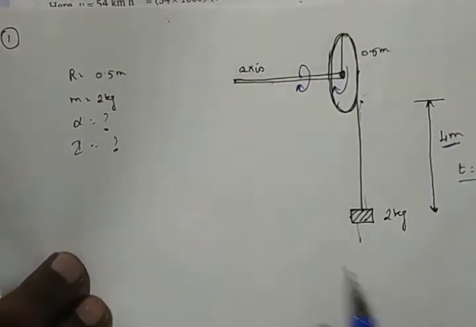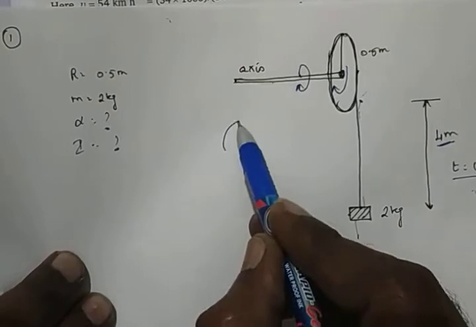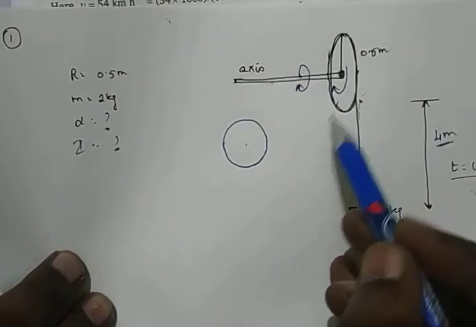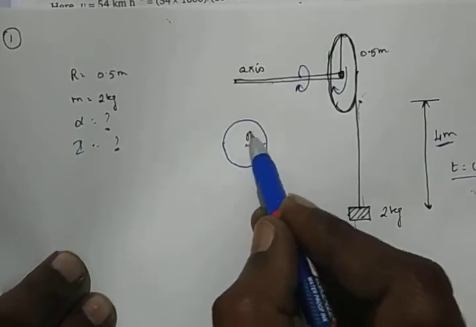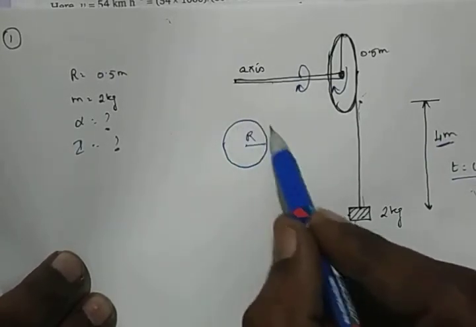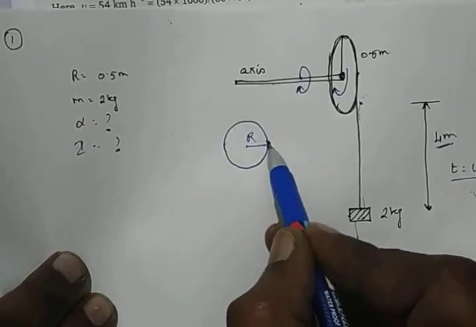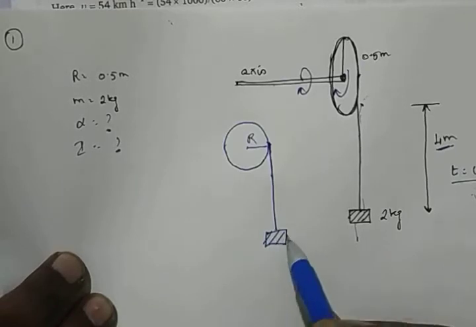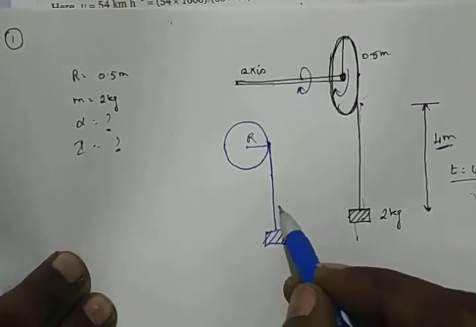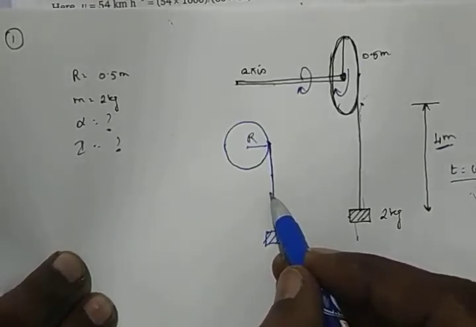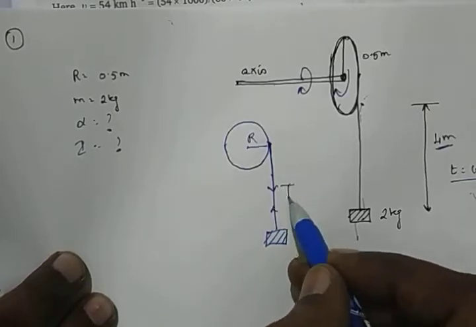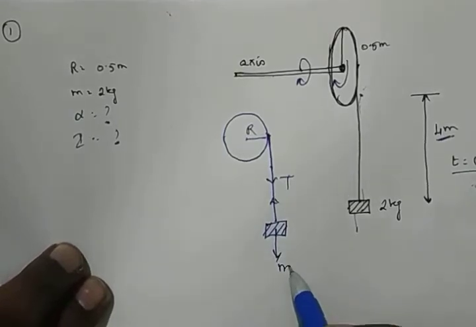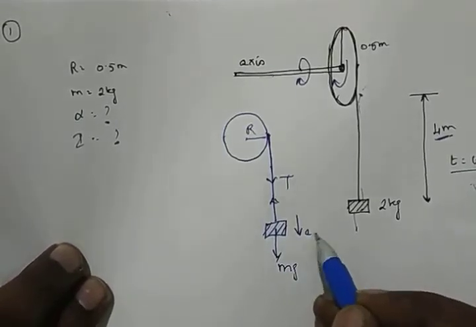If you look from the top perspective, from this side, this is the radius. The cord is wound like this, so it will be dropping straight down, and the mass drops straight down. When the mass is dropping down, the tension is acting upwards on it, the weight mg acts downwards, and it is going down with acceleration a.